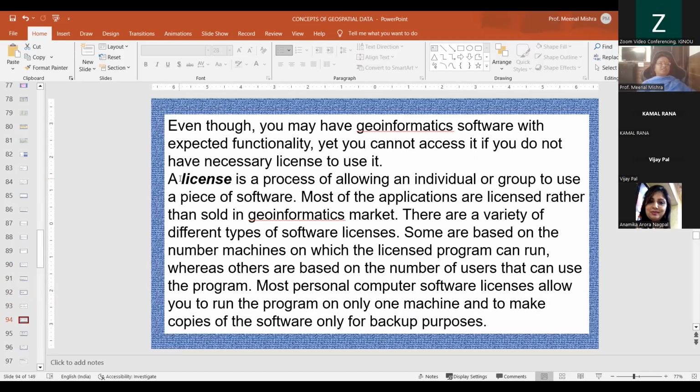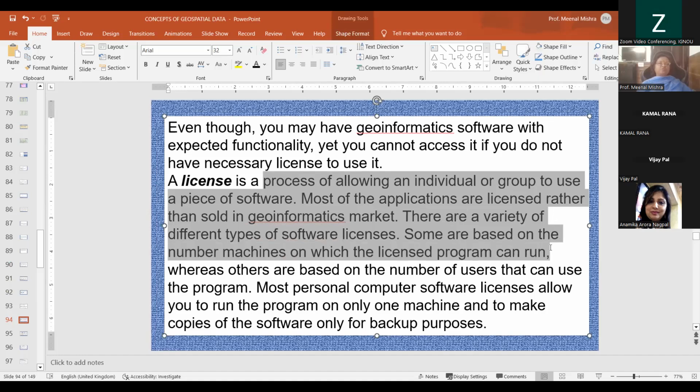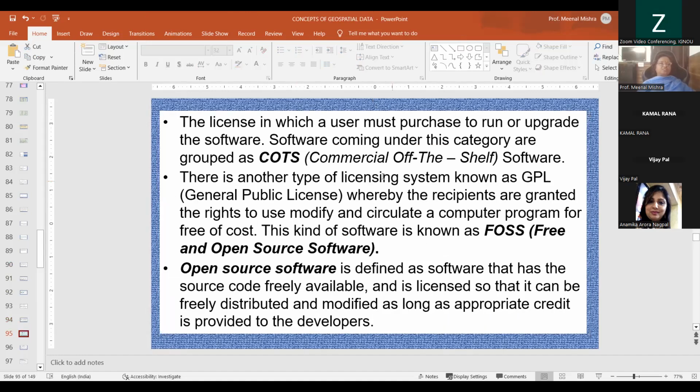And what is a license? A license is a product of allowing an individual or a group to use a piece of software. Most of the applications are licensed rather than sold in the geoinformatics market. So this is about license. COTS, as I told you, is the software which comes under the category of license in which the user must purchase to run or upgrade the software; they are grouped as COTS. And there is another type of licensing system that is known as general public license.